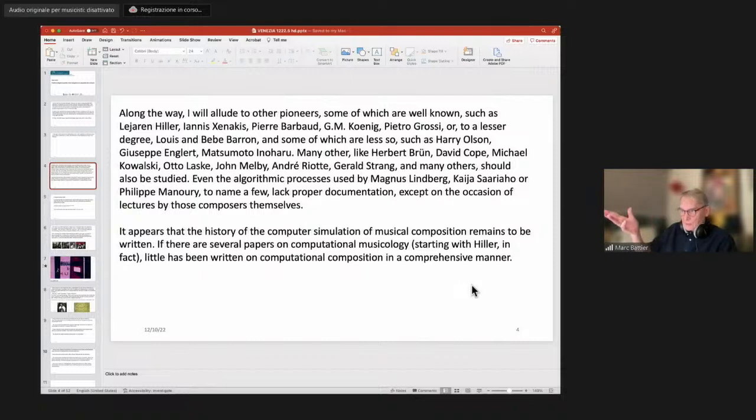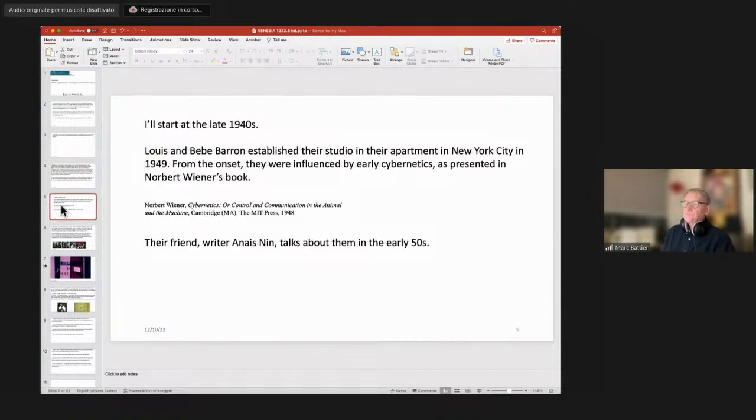Even the algorithmic processes used by Magnus Lindberg, Kaija Saariaho or Philippe Manoury, to name a few, lack proper documentation, except on the occasion of lectures by those composers themselves. It appears that the history of the computer simulation of musical composition remains to be written. If there are several papers on computational musicology, starting with Hiller, in fact, little has been written on computational composition in a comprehensive manner. So I'll start at the late 1940s.